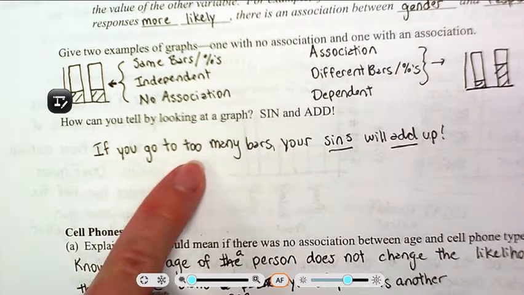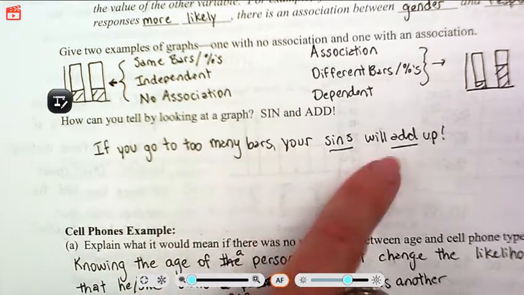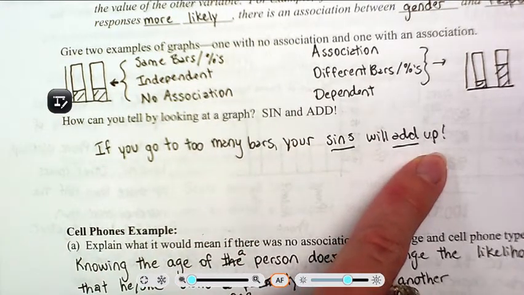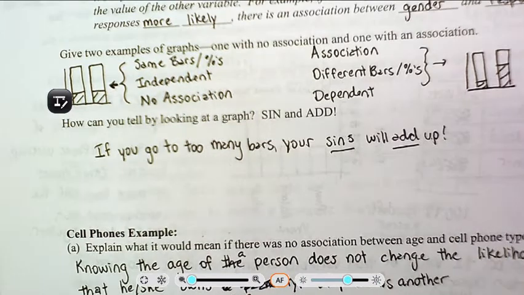If you go to too many bars, your sins will add up. Okay. What did I mean by that? I don't know. Well, if I think of that, I'll come back to that.